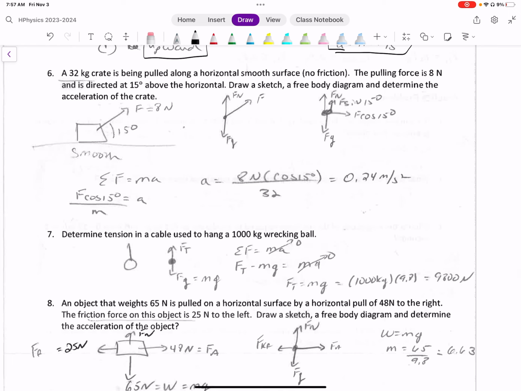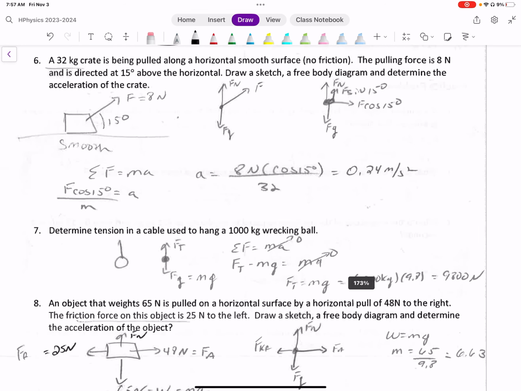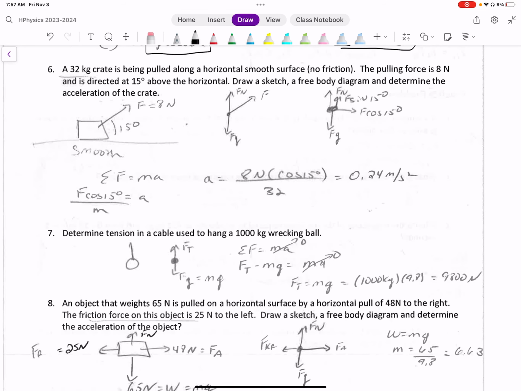All right, we have a 32 kilogram crate. It's pulled along a horizontal smooth surface, no friction. It's being pulled by an 8 newton force that is directed at 15 degrees above the horizontal. Here is the sketch, a free body diagram, and determine the acceleration of the crate.